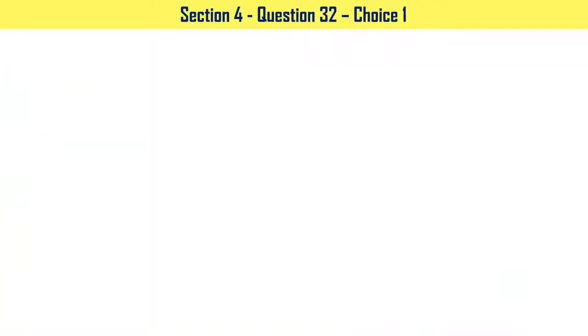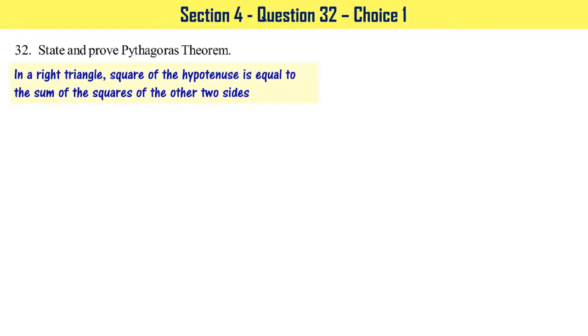Let's go to the next question, that is choice 1 of question number 32. State and prove Pythagoras theorem. Pythagoras theorem is stated as follows. In a right triangle, square of the hypotenuse is equal to the sum of the squares of the other 2 sides.